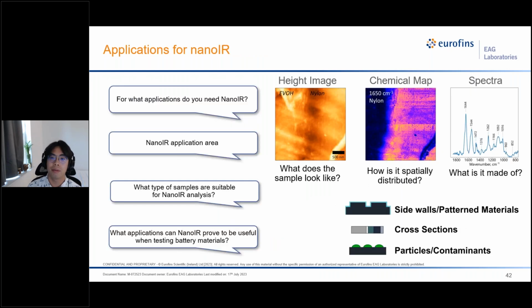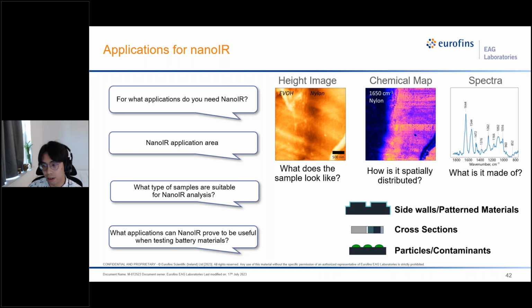So typically, you're going to get three sets of data from NanoIR, and you can imagine different scenarios in which you can apply these. The images from AFM, such as height images, give you insight into what the sample looks like. Chemical maps, which again are fixed frequencies for specific functional groups, tell you how compounds are distributed across your sample. And the spectra themselves are really useful if you want to figure out, well, what is my sample made of?